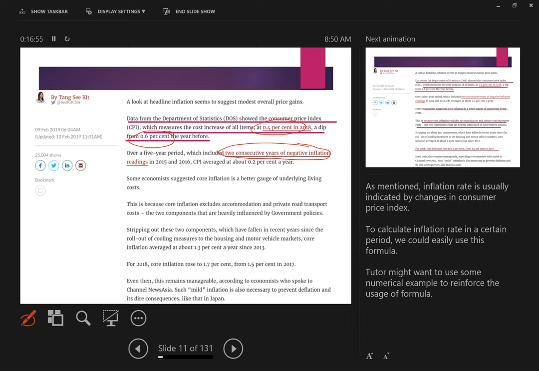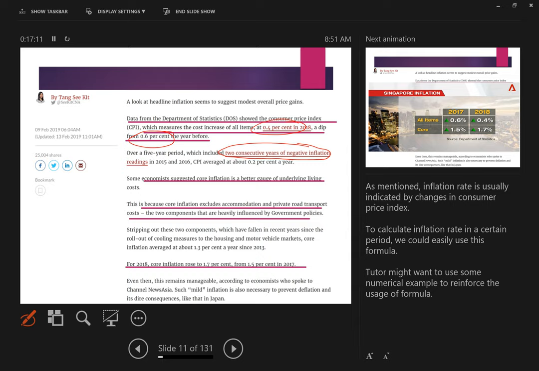So this is basically your headline inflation, or the inflation rate that you generally see. Alright, I want to introduce this term known as core inflation. Some economies, we generally will not look at the inflation rate of a country. We should focus on core inflation, because we think that core inflation here is a better gauge of your underlying living cost.